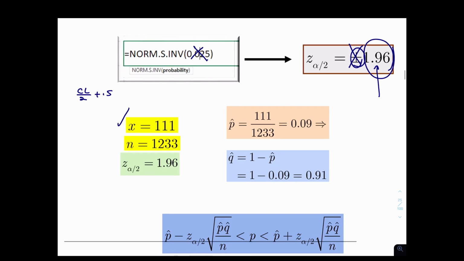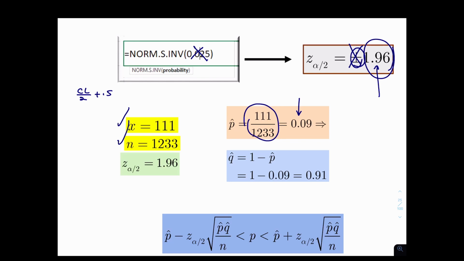So x is 111 and n is 1233. You divide them, you get 0.09. Of course, you're doing this on Excel, so you don't have to worry about how many decimal places to write. You just write everything on a spreadsheet and click on it. Remember, when your ratios and divisions create a lot of decimals, it's not a good idea to just write the numbers in the formula. Just click on the numbers.